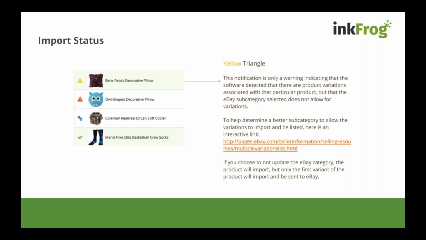And then you can either opt to go in and load the product details, and then you can select a different eBay category and subcategory. Or if you choose not to change that, the system will still allow those products to import with the yellow triangle unfixed, but it will only import the very first variation for that item, and it'll be a single SKU product. It won't be a multi-variation product.